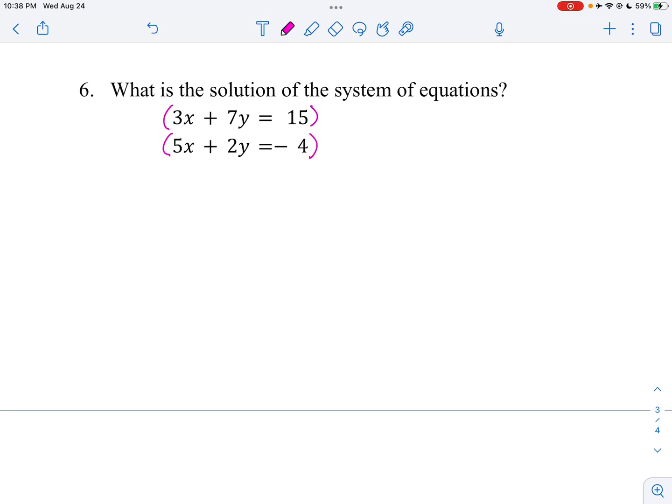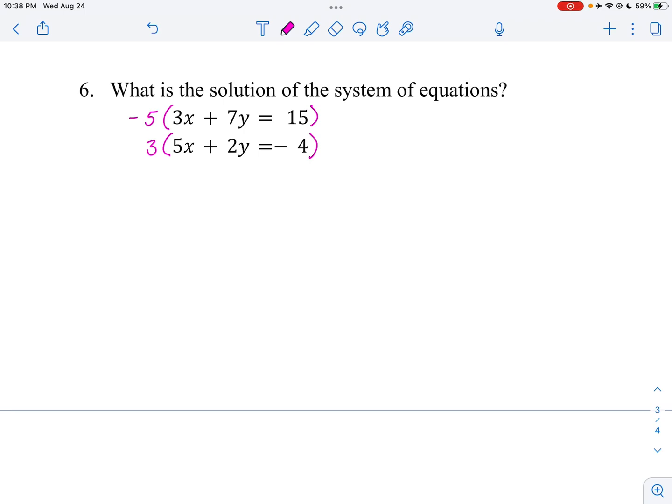So I want to get those both to be 15, but remember, one has to be positive and one has to be negative. So in order to multiply 3 to get 15, I'm going to multiply it by 5. In order to get 5 to be 15, I need to multiply it by 3. Now, if I leave it the way it is right now, I'm going to get a positive 15 and a positive 15, and I don't want them both positive. I need one of them to be negative.